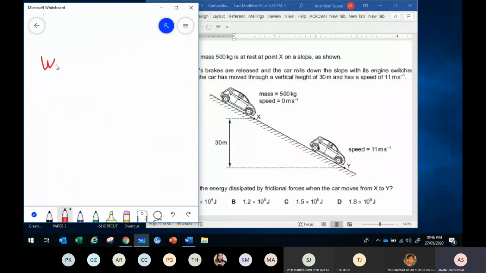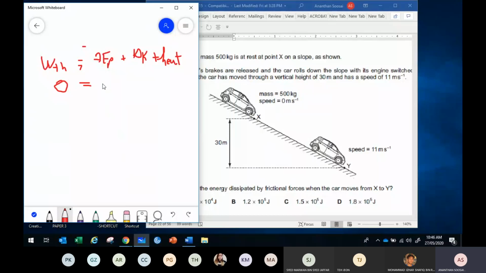So work done by the thrust equals, as usual, gain in EP, gain in Ek, and heat. Thrust is 0, so no need to write thrust; it is 0.